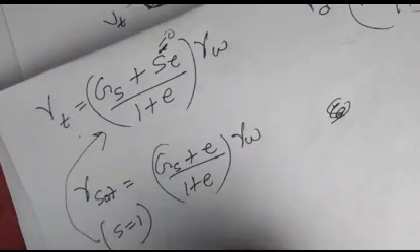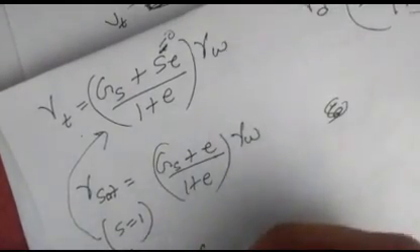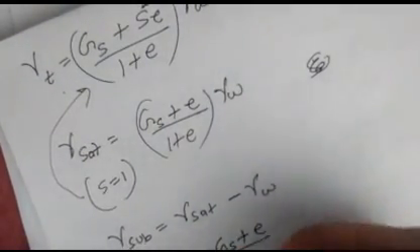Now coming to the gamma submerged part, we have gamma saturated. What is gamma submerged? Gamma submerged is equal to gamma sat minus gamma W, obviously. Now it is GS plus E by 1 plus E.